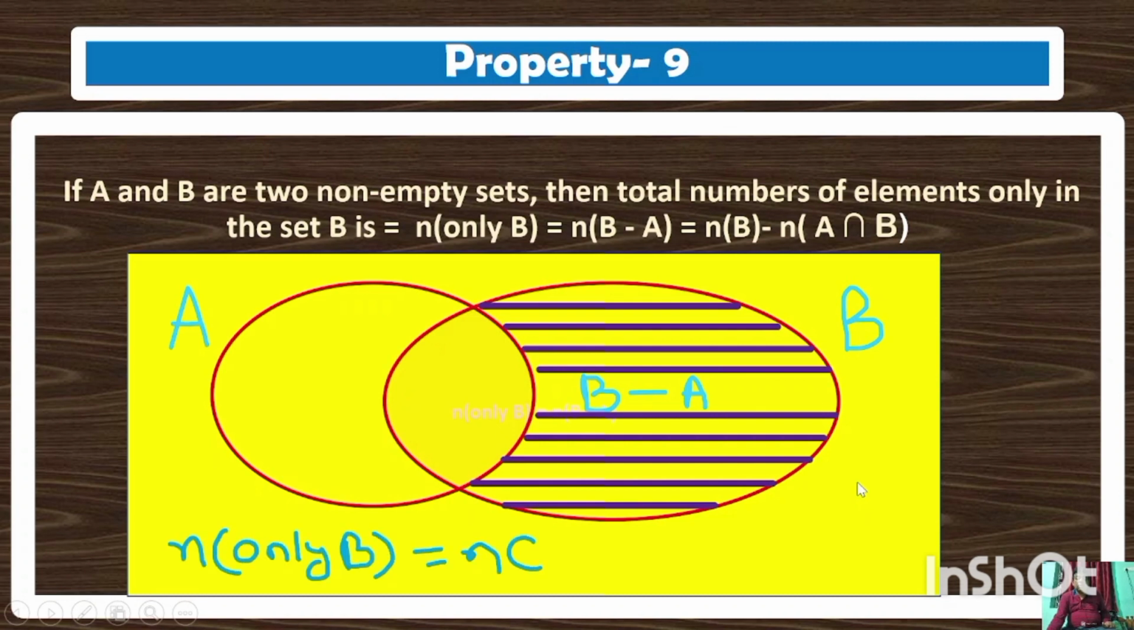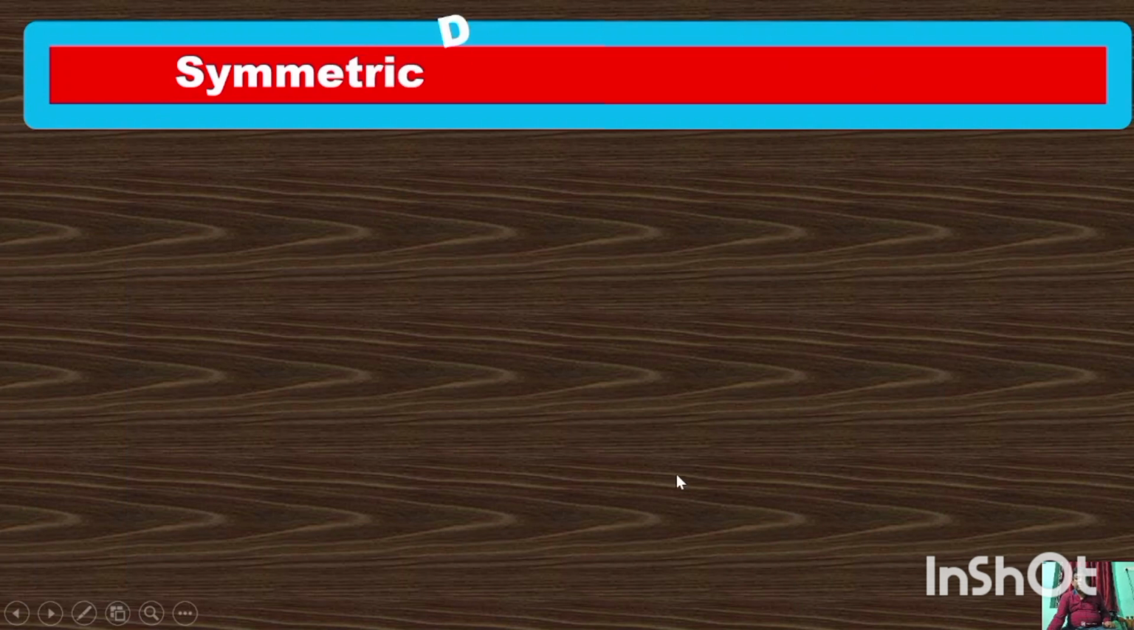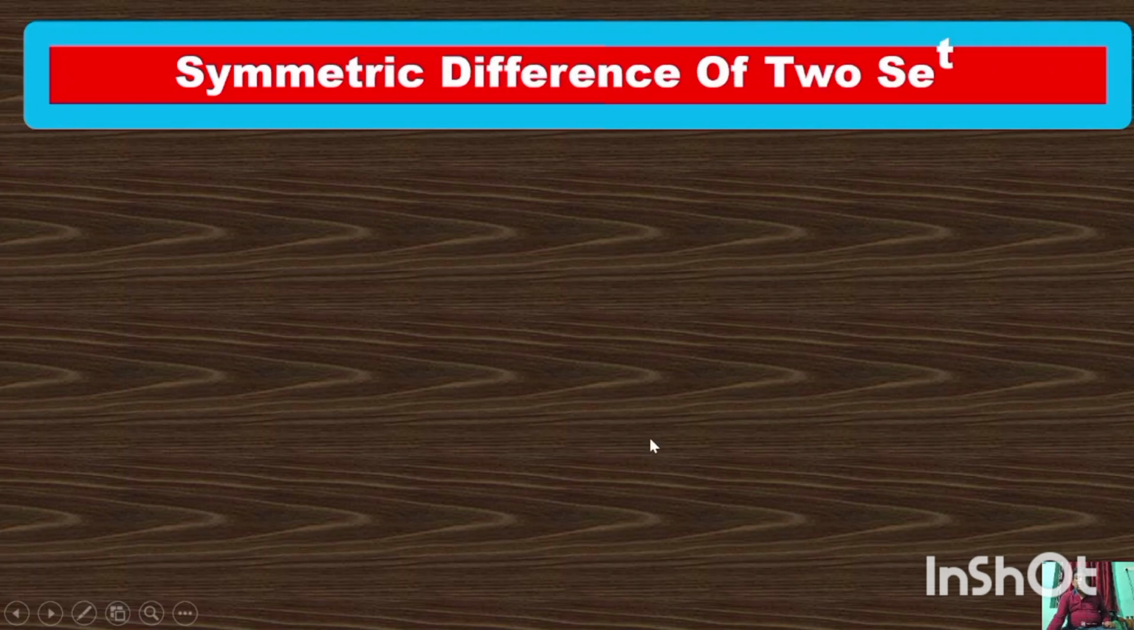So only B means the cardinality of B minus the cardinality of A intersection B, right? Another important property, that is the symmetric difference of two sets. Very important concept, the symmetric difference of two sets.